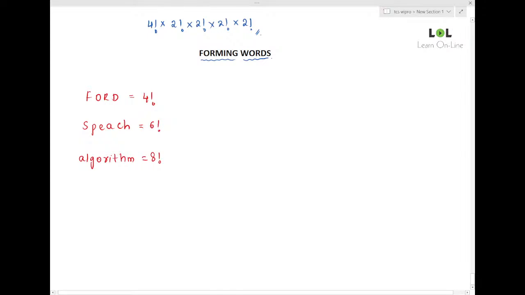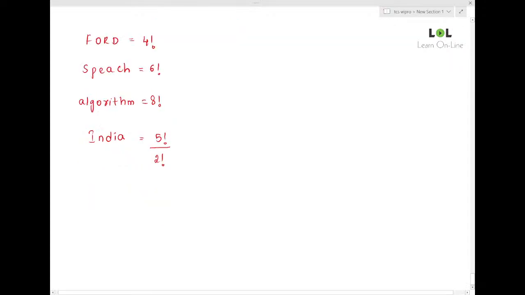Suppose I have the word India. How many ways can we arrange them? Observe, 5 letters are there. One thing is pretty sure: I can arrange them in 5 factorial ways. But there is a repetition. What is the repetition here? I is repeated 2 times. So what do we do? Divide by 2 factorial and that will be my answer. How many different words can be formed using all the letters of the word India? 5 letters, 5 factorial ways. Apart from that, I is repeated twice, so we divide by 2 factorial. That should give us our answer.